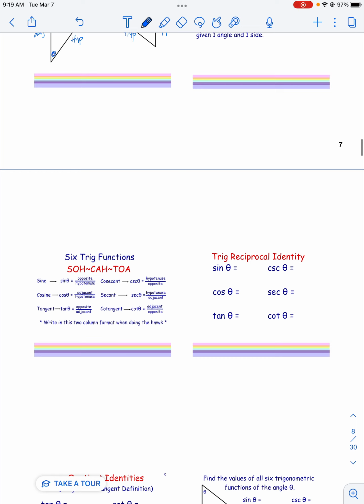Now, we talk about SOHCAHTOA. There are lots of different ways to remember and memorize this, but what I want you to remember mostly is that sine is the ratio of the opposite side over the hypotenuse, the cosine is the ratio of the adjacent side over the hypotenuse, and the tangent is the ratio of the opposite side over the adjacent side. We'll talk about reciprocal trig identities later on in the notes. For now, though, let's just work with basic sine, cosine, and tangent.